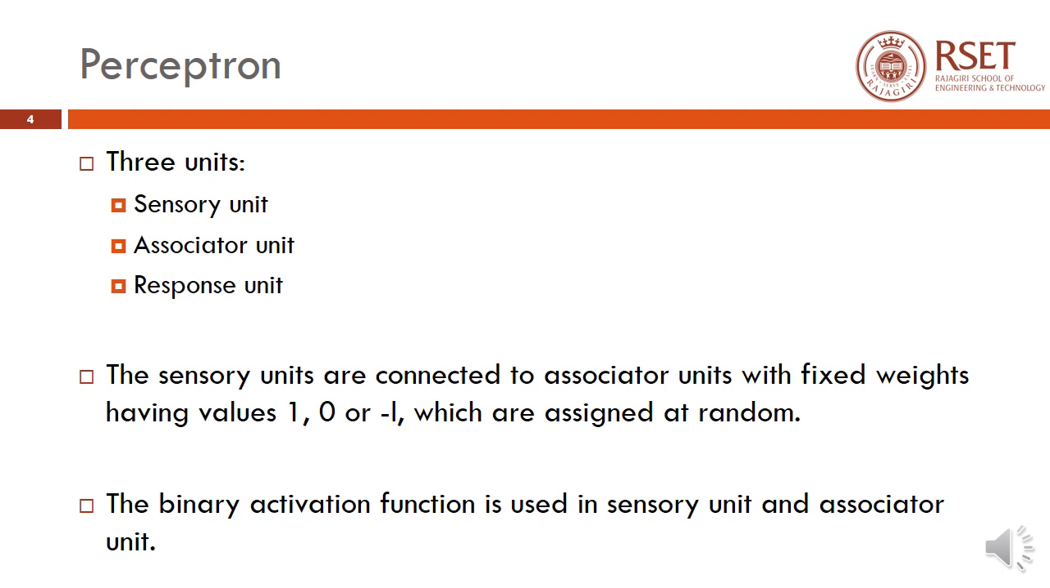Now, the sensory units are connected to the associator units using fixed weight values, that is, it can be either 1, 0, or minus 1. It can be assigned at random, and these weight values are fixed, that is, they cannot change, whereas the weight values from the associator unit to the response unit can be varying. Now, the activation function that is used in between the sensory unit and associator unit is the binary activation function. The rest of the properties we will see in the next slide.